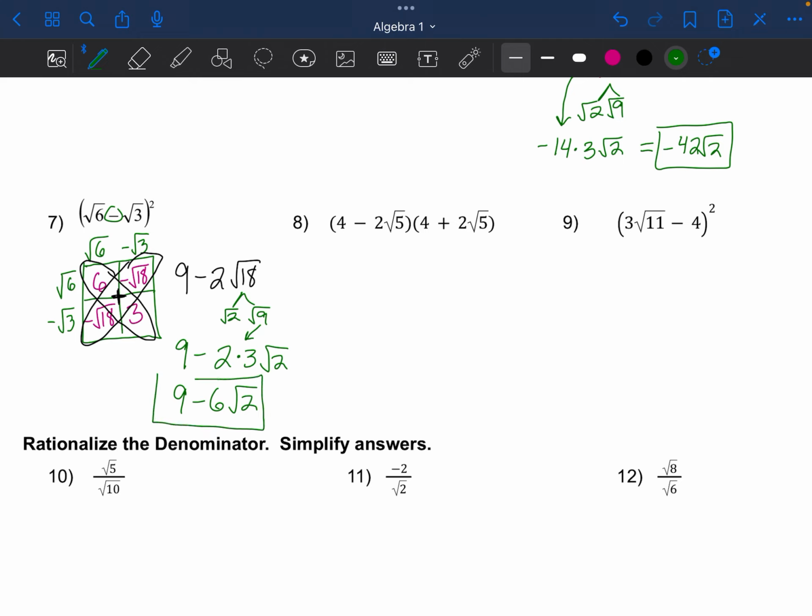You cannot put these together. Don't simplify too much because they're not like terms, right? They don't both have a square root of 2. All right. Number 8.